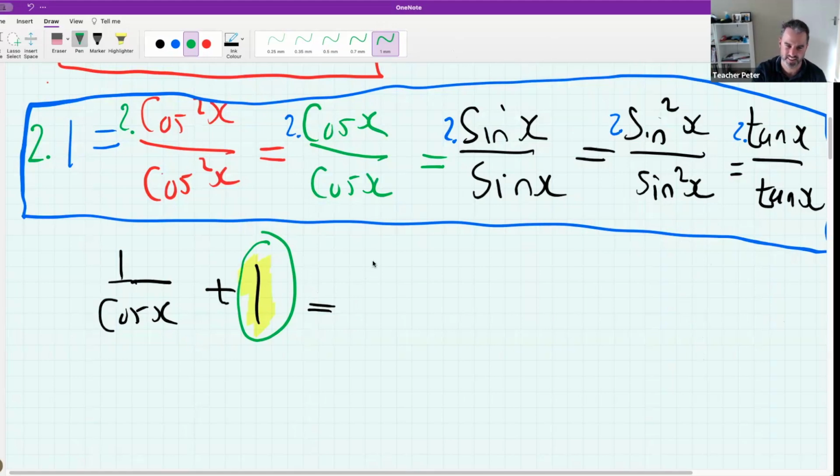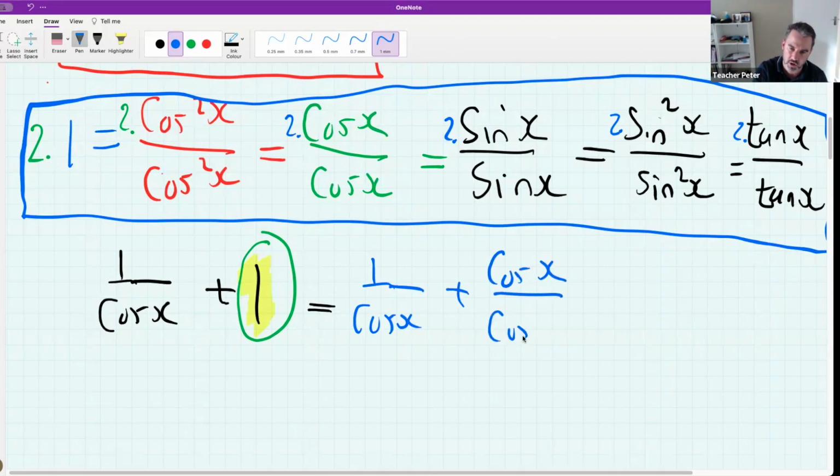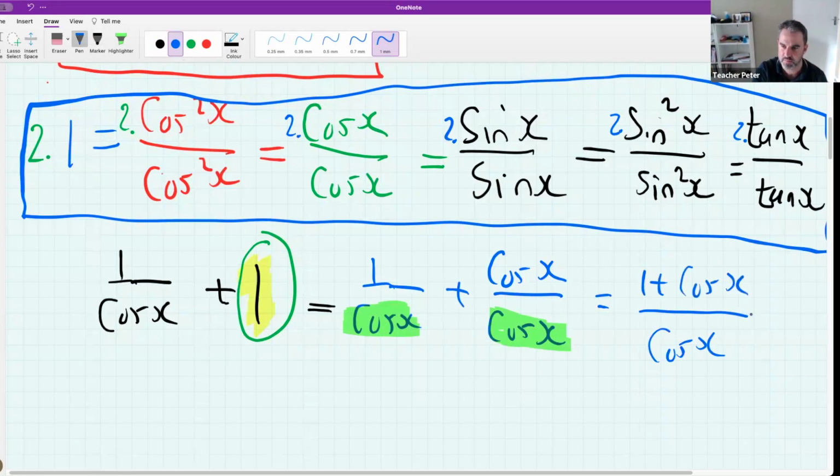Okay, Bukle. So what you can do is you rewrite this where the 1 is a cos x over a cos x. And why is that so helpful? Well, if you want to add two fractions together, you always have to have the same denominator. And so what this means is you can write down the denominator, and on the top, you do that.